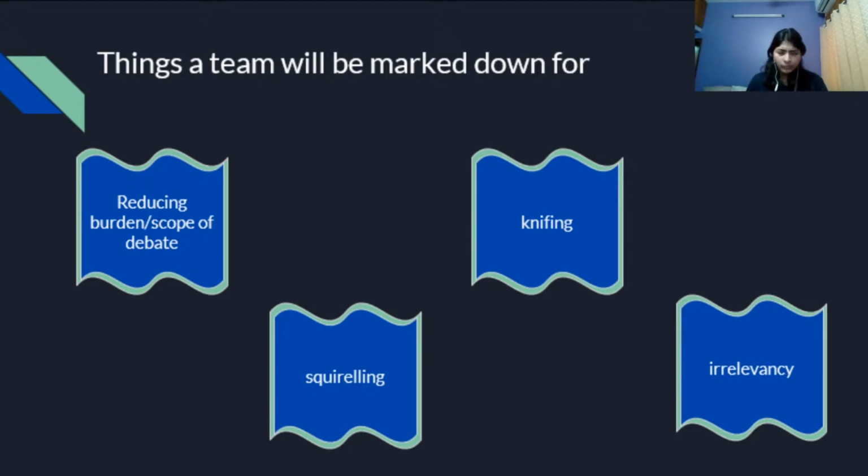Now, knifing. In a team, you have two people, and when your partner says something contradictory to what you said, that is knifing. If I'm going as a prime minister and I say something, and then my deputy prime minister, my teammate, comes and says something that's the exact opposite of what I'm saying, then my partner is knifing me, because that's not the case that we're going towards. Similarly, if the opening government says something, and then the closing government says something opposite to what the opening government said, that is also known as knifing.